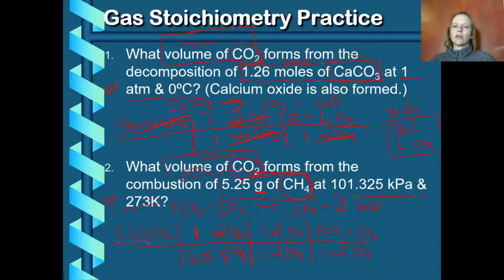So we've got 3 sig figs limiting the number of sig figs in our final answer. So even though when we do 5.25 times 1 times 1 times 22.4 divided by 16.05 divided by 1 divided by 1, the calculator gives me the answer 7.327103 or something like that, but I want to round off to 3 sig figs. This number is 5 or higher, so I've got 7.33 liters of carbon dioxide.